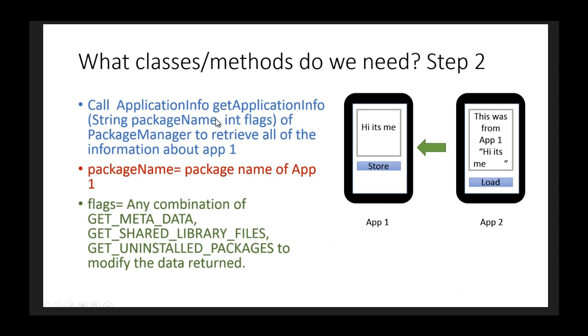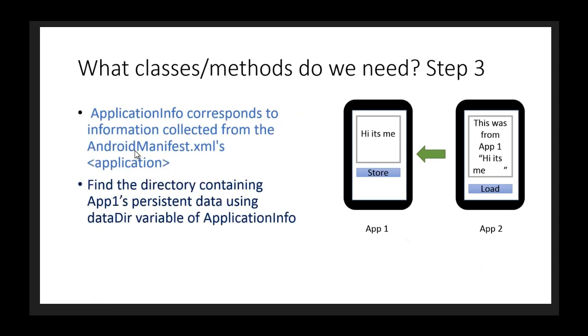Here you put the package name of the first application, and in the flags you put any of these combinations. In our case we are going to use GET_META_DATA in this scenario. The package name is the package name of app 1. If you still don't understand it, don't worry too much about it. I'm going to cover it in the next tutorial. The third step is, by using the object of ApplicationInfo, we find the directory where app 1 stores its persistent data by calling the dataDir variable of ApplicationInfo, because this dataDir is accessed through the object of ApplicationInfo. Okay, so this is it for this video.